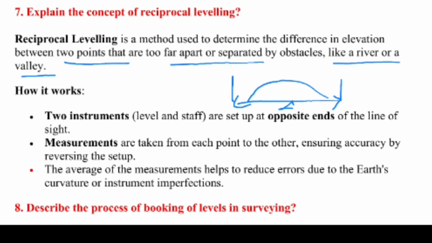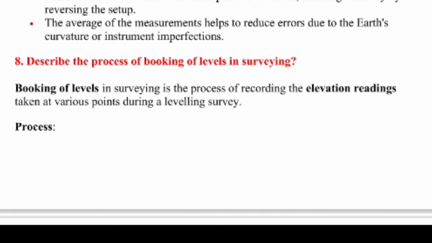So how does it work? The first step is to set up the instrument at opposite ends of the line. Then we take the reading at each point, reversing the setup, and the average measurement helps you reduce the errors from the earth's curvature and instrumental imperfection.